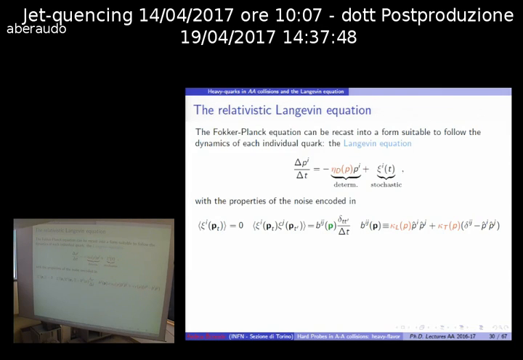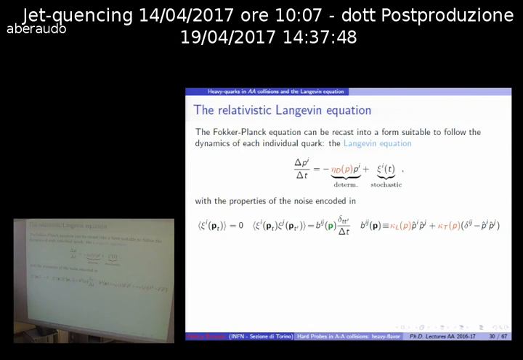So the Langevin equation is a stochastic differential equation which essentially provides you a recipe to update, in the elementary time step delta t, the three momentum components of a quark which propagates in the medium, and this update is given by the sum of a deterministic friction force, in the usual form, minus a friction term times the momentum of the particle, plus a stochastic noise term.